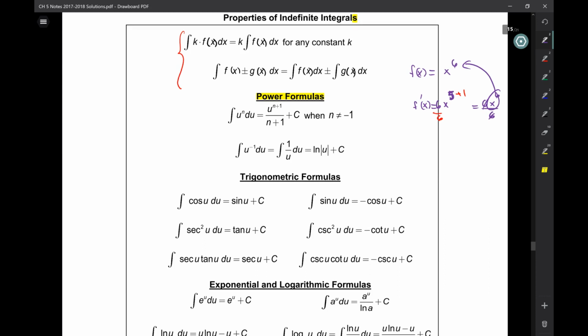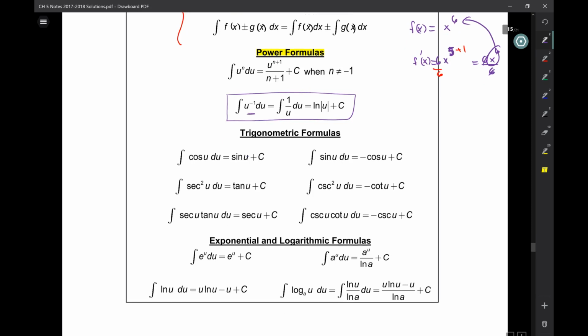Now, when we had to take the derivative of ln of x, what did we get? 1 over x. So now, if I need to go backwards, every time I see 1 over x, I just do ln of x. You just have to remember that. e to the x is e to the x. So we just learned the power formula. So take a look at this one then. If you have the integral of u to the minus 1, that's the same as the integral of 1 over u du. That's just ln of u plus c.